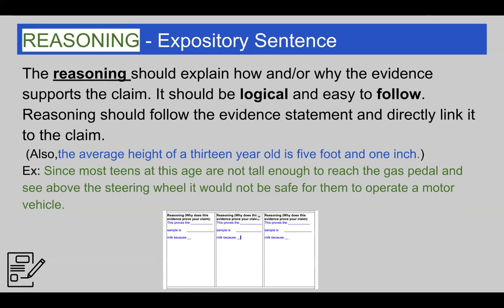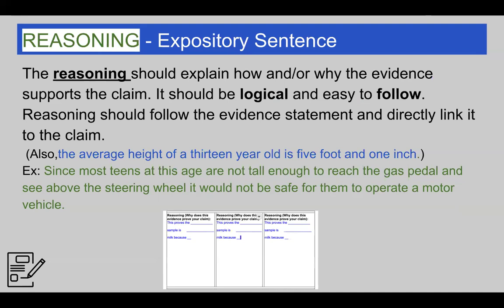So in here, I wrote the evidence statement from the paragraph. Also, the average height of a 13-year-old is 5 foot and 1 inch. Since most teens at this age are not tall enough to reach the gas pedal and see above the steering wheel, it would not be safe for them to operate a motor vehicle.